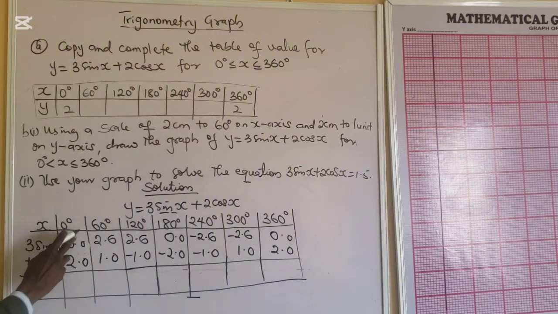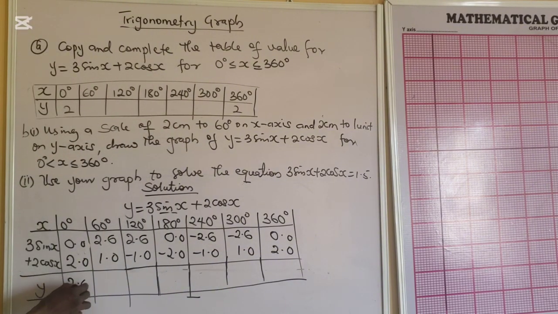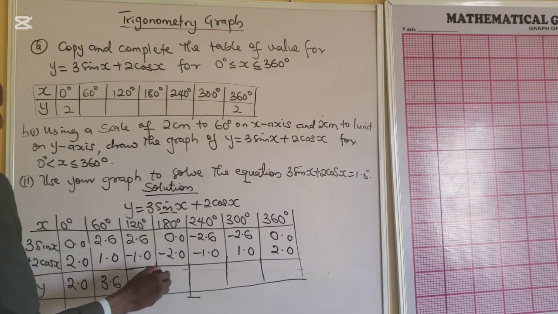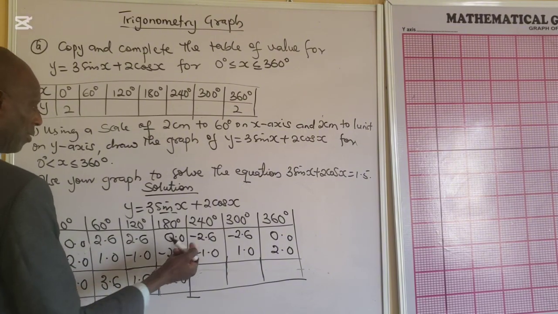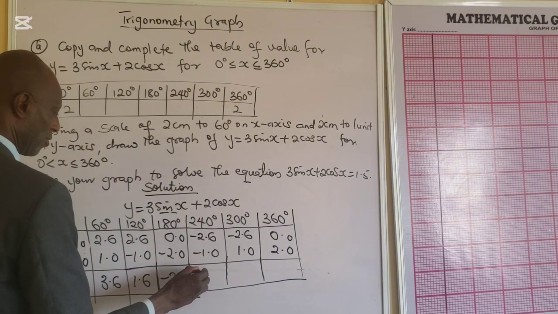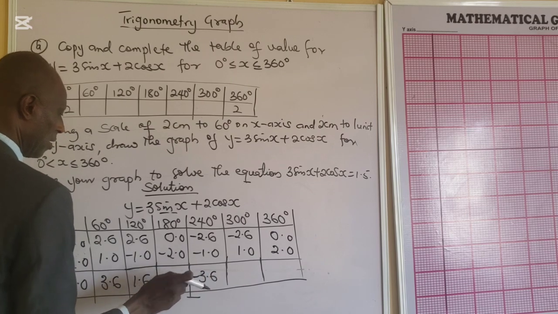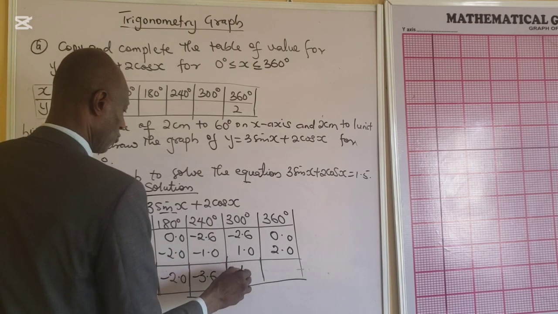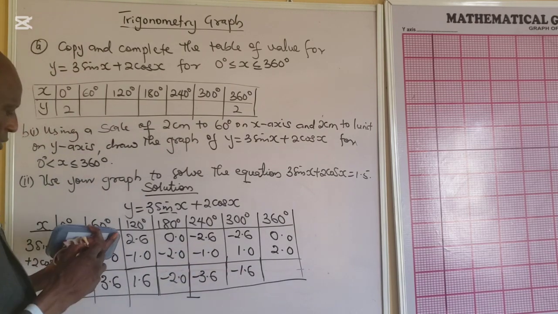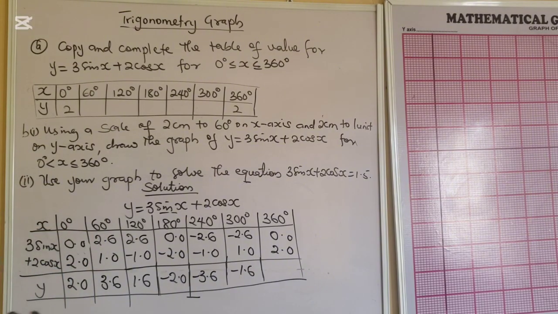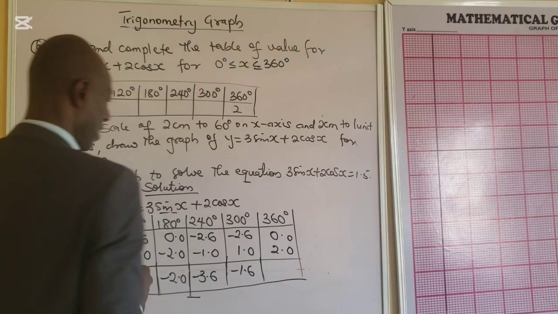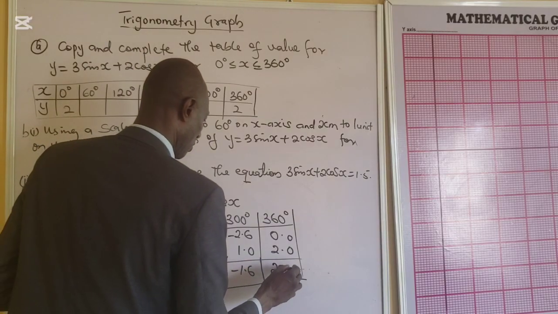So when you add these, this plus this gives us 2.0, here gives us 3.6. 2.6 minus 1 gives us 1.6. Here gives us minus 2.0. Here gives us minus 3.6. Here gives us minus 1.6, because if you are owing me 2.6 and you have 1 naira to pay me, you are still owing me 1.6, and here is 2.